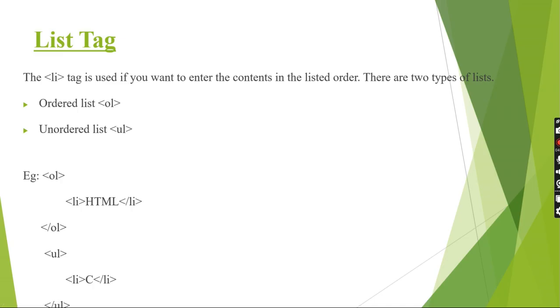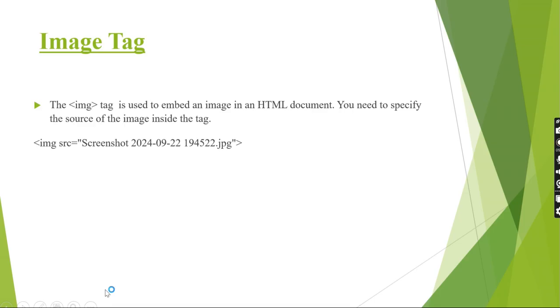List tag. The list tag is used if you want to enter the contents in a listed order. There are two types of lists: ordered list, OL, and unordered list, that is UL. So this is the syntax if you want to write a list in HTML.